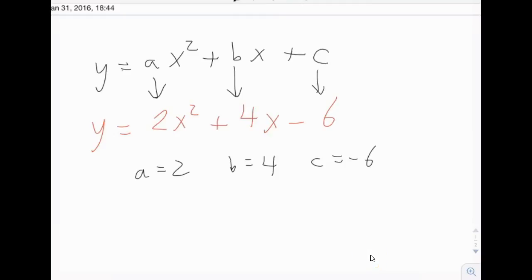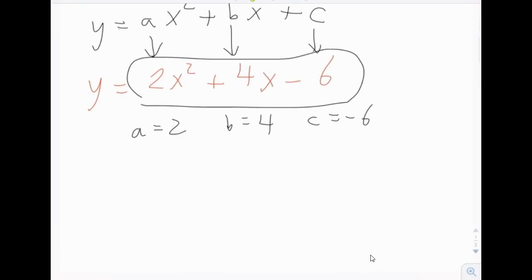This video is to show you how to factor a quadratic. If this is your quadratic equation here, the first thing you're going to do is look to see what the a value is, which is the constant or number that's multiplied times the x squared term. You see that it's a 2, which is not a 1.